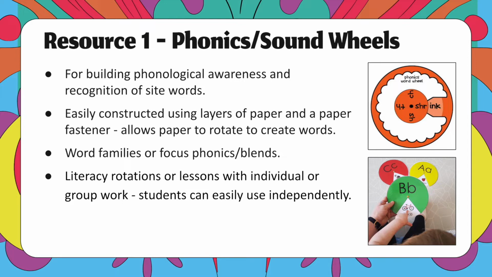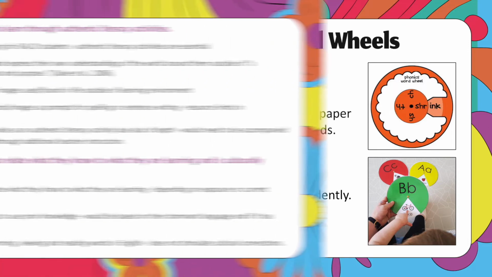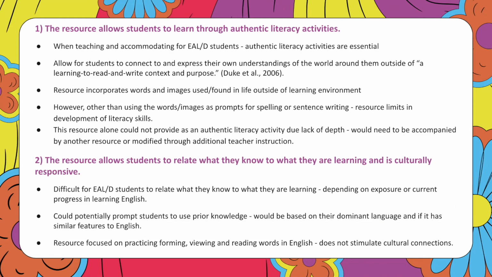This resource is often incorporated during settings such as literacy rotations and can be used by students independently with little to no assistance. Authentic literacy activities are essential to allow English language learners to connect to and express their own understandings of the world around them outside of the learning to read and write context and purpose. This resource does include words that are used and found outside of the learning environment, often displaying images to stimulate visual comprehension. However, other than being able to use these words and images as prompts for spelling or writing, this resource limits the development of literacy skills.